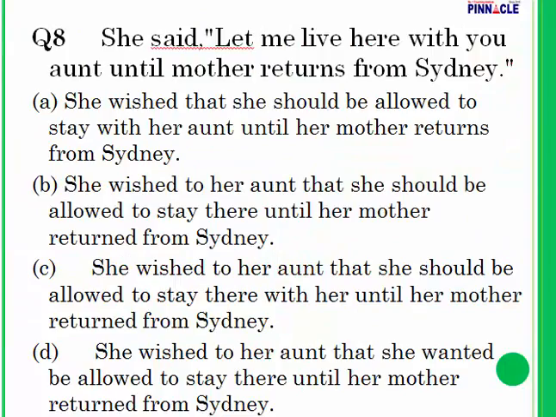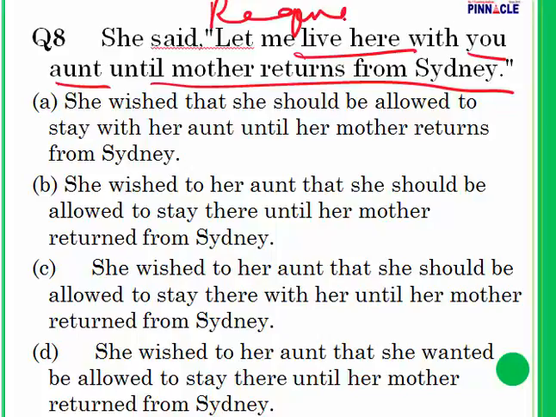Question number 8. She said, "Let me live here with you, aunt, until mother returns from Sydney." Now let us take a look here. This is once again a request. So this is an imperative sentence. It's a request. So what is going to be my connecting word here? Let's take a look. She wished that she should be allowed to stay with her aunt until her mother returns from Sydney.